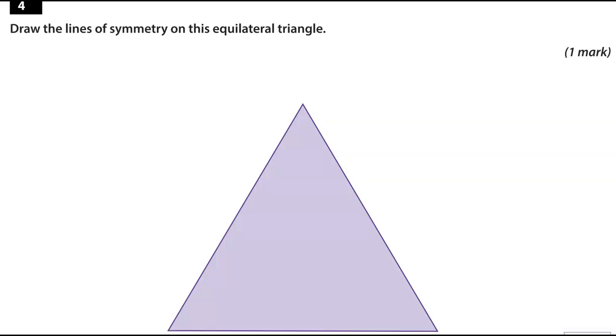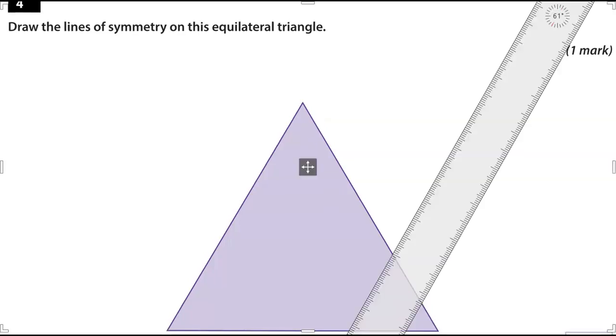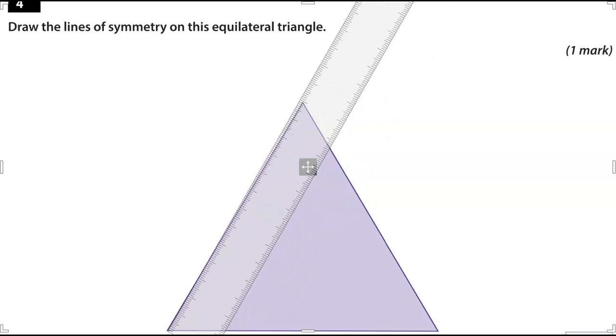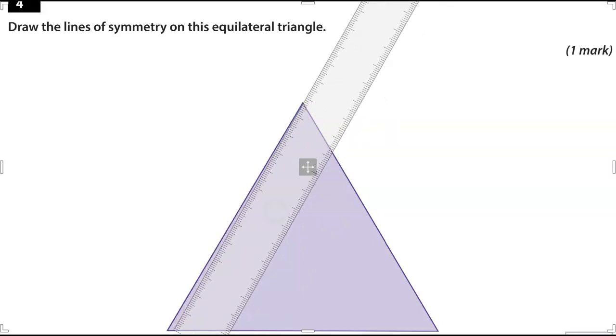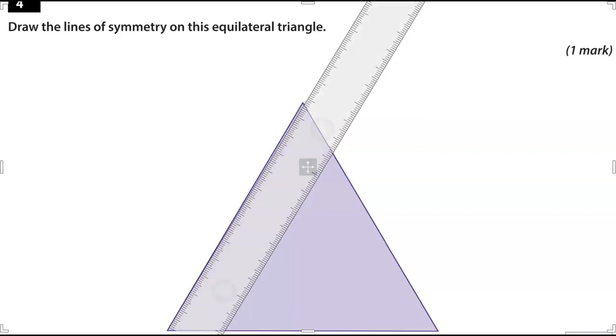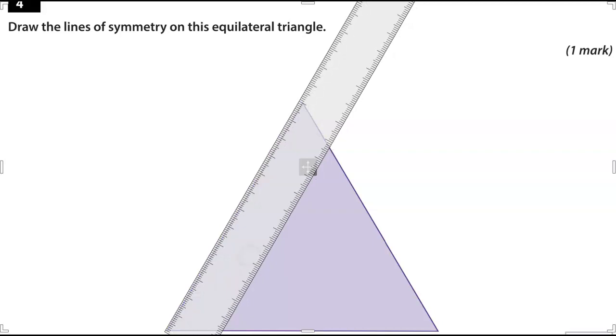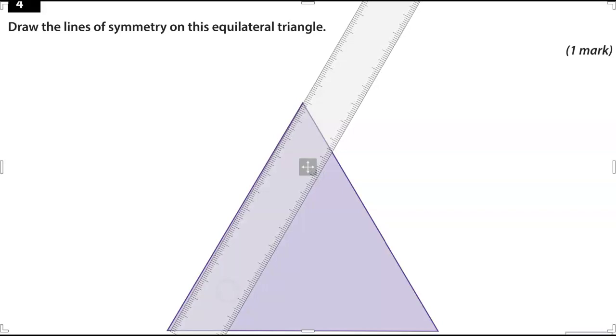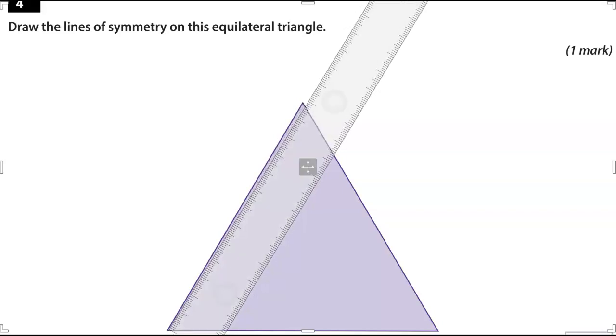Draw the lines of symmetry on this equilateral triangle. So equilateral means that it has equal sides and equal angles. So it will have 3 lines of symmetry. We'll use a ruler to find the midpoints. So my ruler looks slightly different from what yours should look like. It will have markings on it.